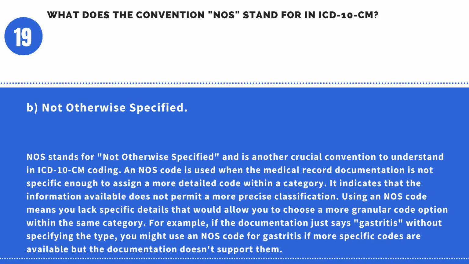NOS stands for Not Otherwise Specified and is another crucial convention to understand in ICD-10-CM coding. A NOS code is used when the medical record documentation is not specific enough to assign a more detailed code within a category. It indicates that the information available does not permit a more precise classification. Using a NOS code means you lack specific details that would allow you to choose a more granular code option within the same category. For example, if the documentation just says gastritis without specifying the type, you might use a NOS code for gastritis if more specific codes are available but the documentation doesn't support them.